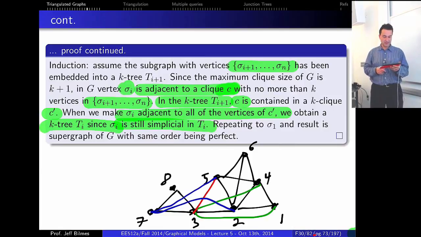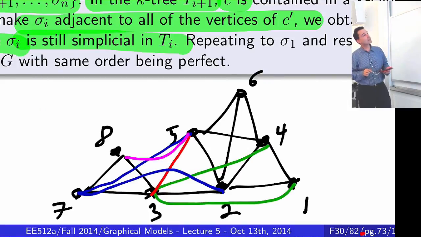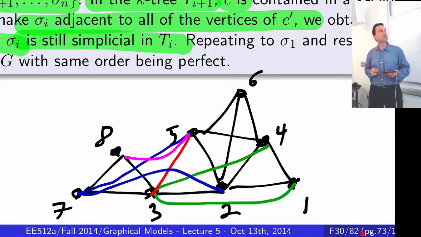Okay, so the last one is 8. So 8 is connected to 7 and 3. So the natural edge would be, let's use a different color, what color have I not used yet, to 5. Okay, so now is that a K-tree? Is that a 3-tree? Yes.